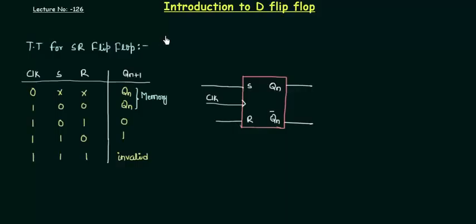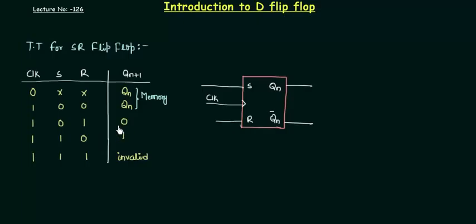In this presentation, we will understand what a D flip-flop is and how we can make a D flip-flop by using an SR flip-flop. You already know what an SR flip-flop is, and I have made the truth table for the SR flip-flop because this is the important thing from which we will derive the conclusion for our D flip-flop. Let's examine this truth table.